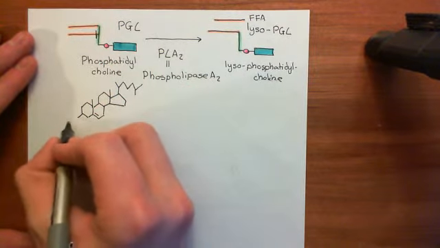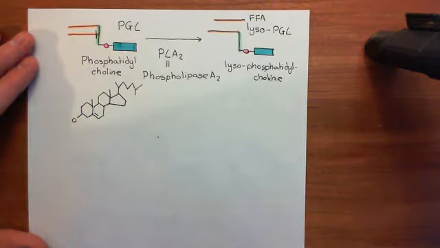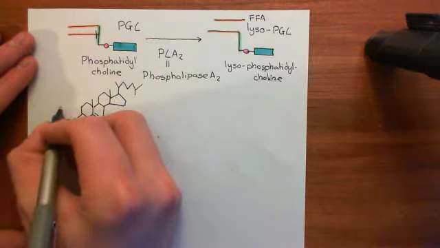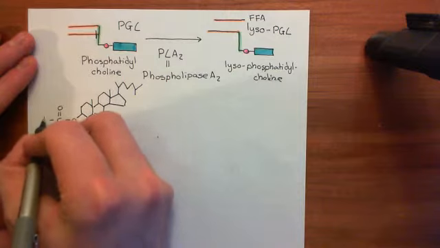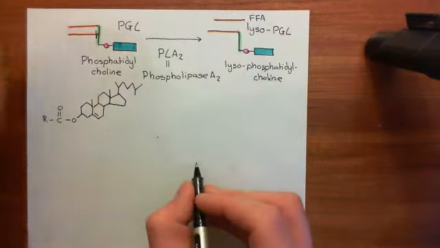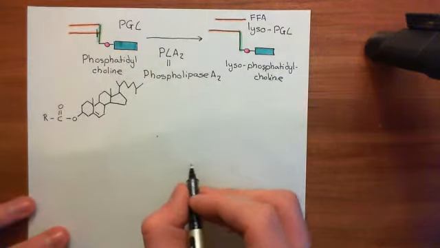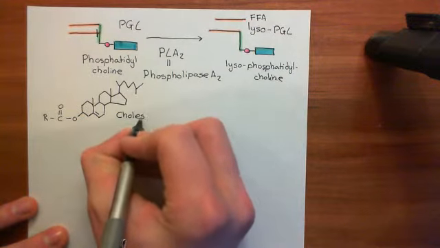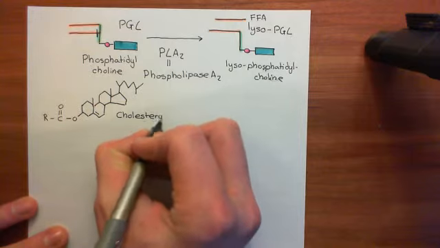And then you would have an alcohol group here in the pure cholesterol, but in a cholesterol ester, what you have is a long-chain carboxylic acid, so a fatty acid, esterified to that alcohol group of the cholesterol molecule. So this is what's known as a cholesterol ester.